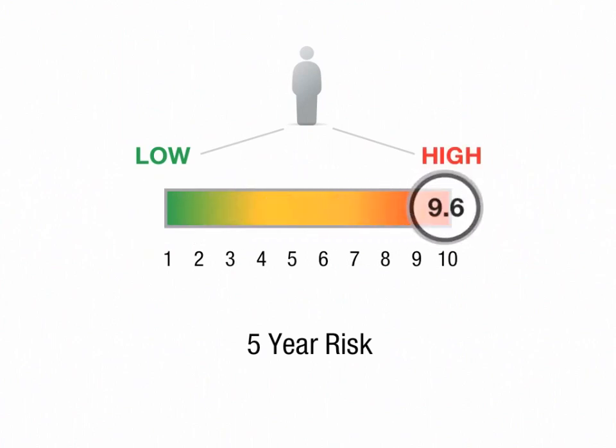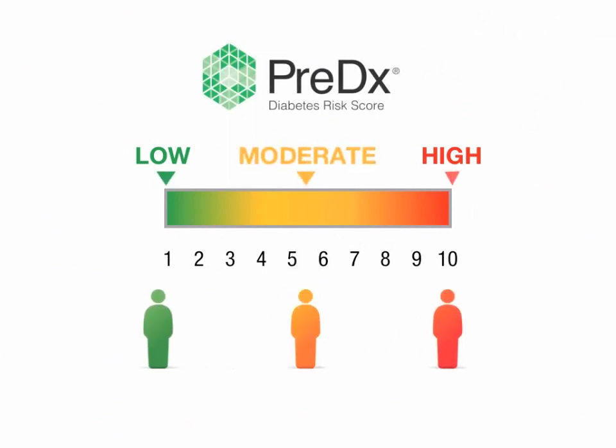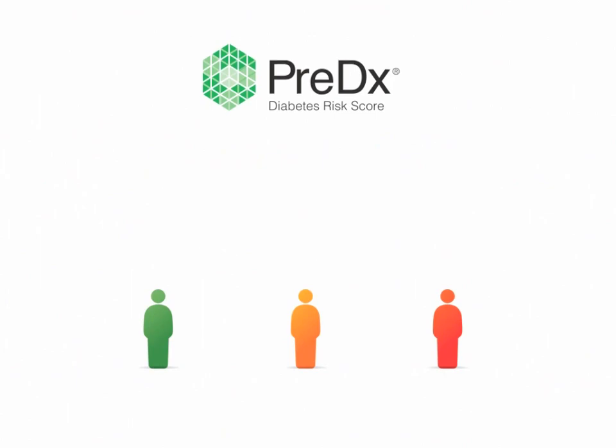With PreDx DRS, clinicians can more accurately assess risk, stratify their patients into lower, moderate, and high-risk categories, and manage those patients accordingly. It's really being able to tell the difference between people today and not waiting until they get to diabetes or they stay stable for the next 5 years, which is the premise of the PreDx DRS test.